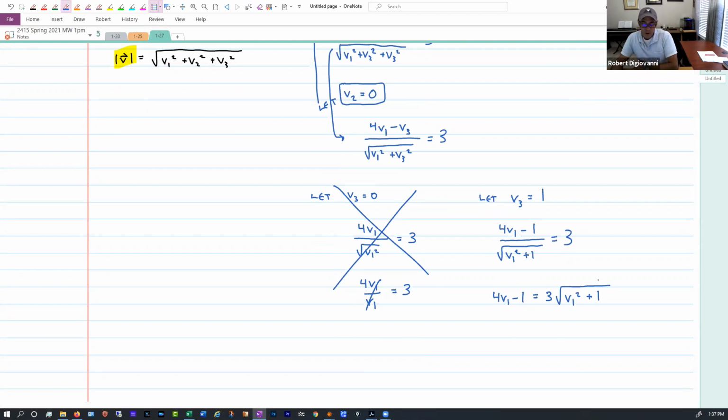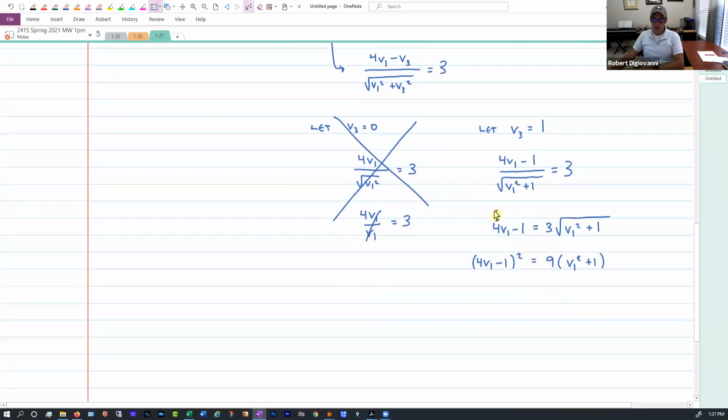Now we have a square root equation. I'm going to square both sides of the equation. All right, so you square the left side, you square the right side. And now I have to actually square this thing out, like I have to square the left and distribute a 9 through. Just stop me if you have any questions.